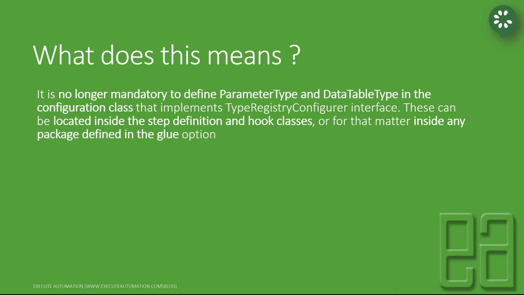So what does that really mean? It is no longer mandatory to define the parameter type and data table type in a configuration class that implements the type registry configurer interface, which we were doing all these days until Cucumber 4. These can be located inside step definitions, hooks, or for that matter inside any package defined in the glue option, which is pretty cool.